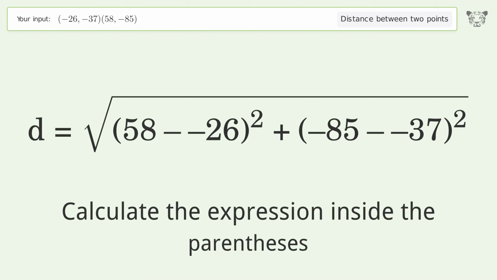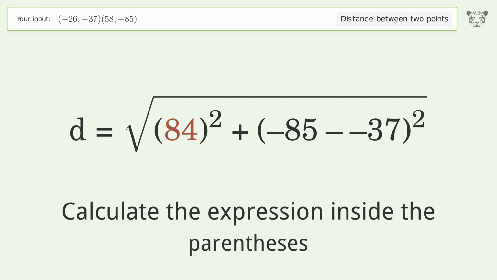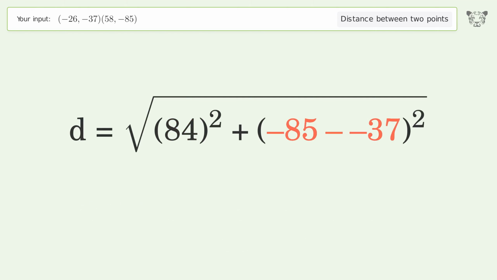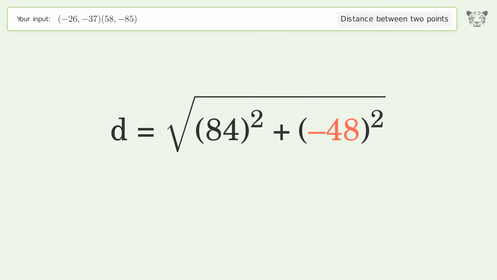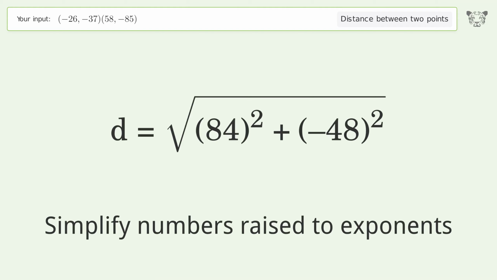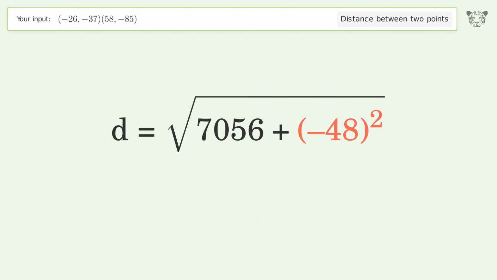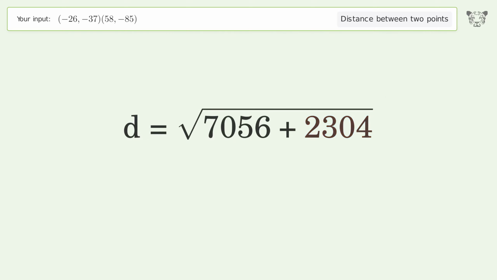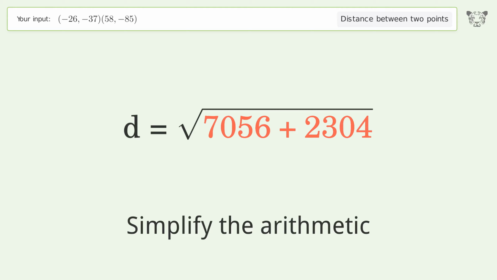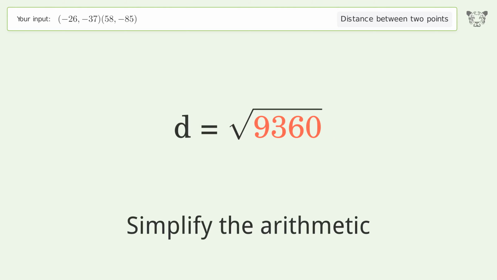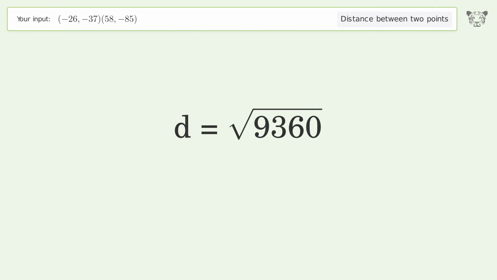Calculate the expression inside the parentheses. Simplify numbers raised to exponents. Simplify the arithmetic. And so the distance between the 2 points is the square root of 9,360, or 96.747.